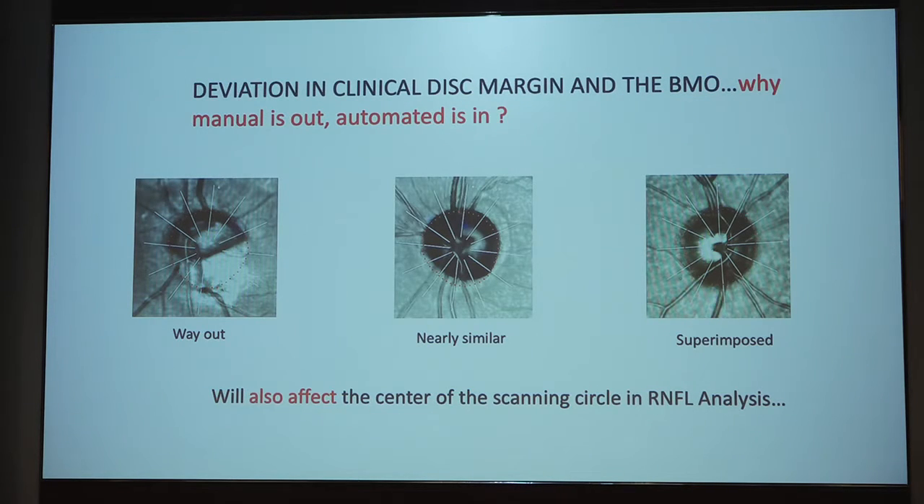So the deviation between the clinical disc margin and the BMO is very well known. Why manual is out and automated is in is because in the manual you cannot see the Bruch's membrane opening, because of which you cannot mark the clinical disc margin. So this BMO is way out of the clinical margin. This is nearly similar and this is superimposed. This is impossible to detect by the human eye, because of which it will also affect the scanning circle in the RNFL analysis.